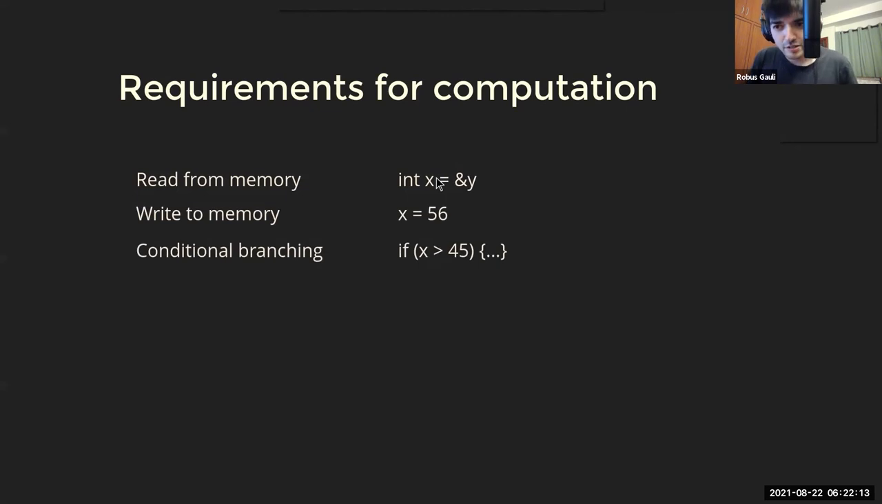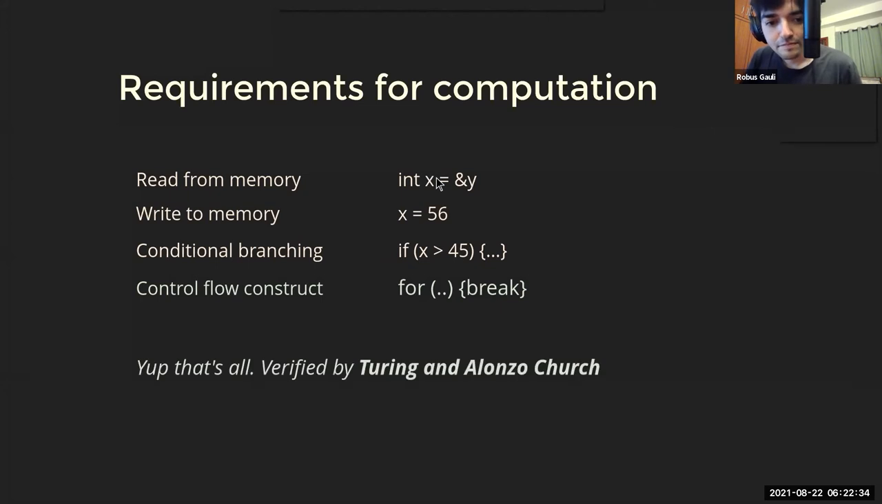The third one is you should be able to do conditional branching. For example, let's say if X is more than 45, do this or else do that, right? So that's the requirement. And finally, this is kind of optional, but you should have some sort of control flow construct, for example a for loop, simple as that, right? It allows you to loop depending upon the condition. That's not my claim. That's something verified with rigorous proof by Turing and Church, if you're interested in that. But yes, definitely, these are the only requirements, right?